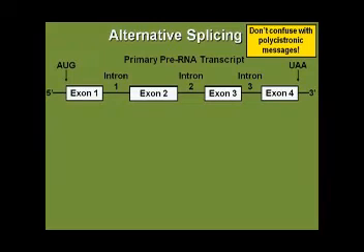Now, in certain cell types, splicing can happen in different ways. So in certain cell types, you can get the splicing happening so that maybe certain exons get placed together, whereas in another cell type, the splicing happens so that other exons get placed together. And that's what we mean by alternative splicing.